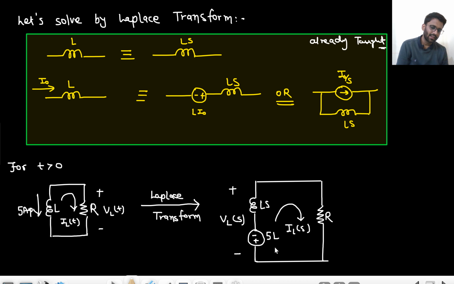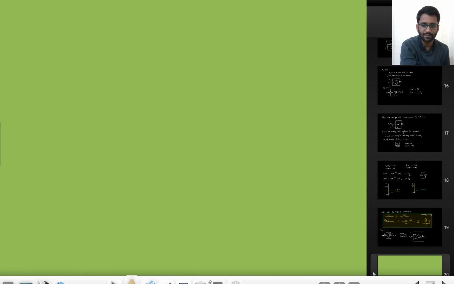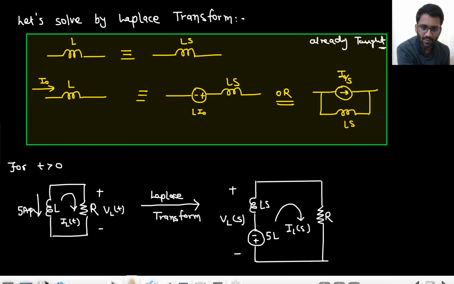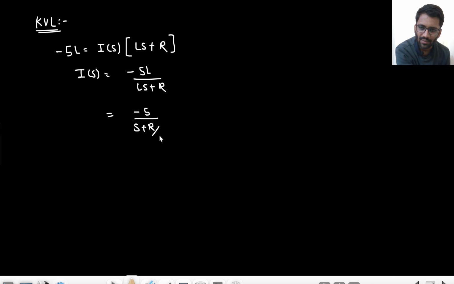Right? So actually the current would be flowing in this direction. From the battery the current will leave from the positive terminal. So we can apply the KVL. Minus of 5L would be equal to I(s) into (Ls plus R). I(s) would be minus 5L upon Ls plus R. So it will be minus 5 upon s plus R by L. I(s). What would be i(t)?